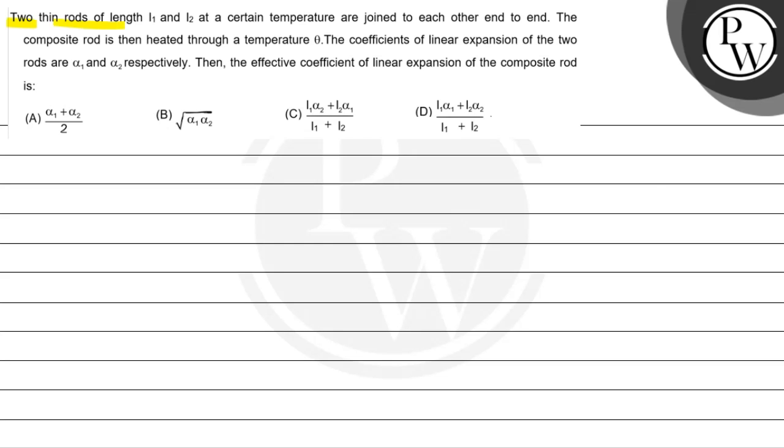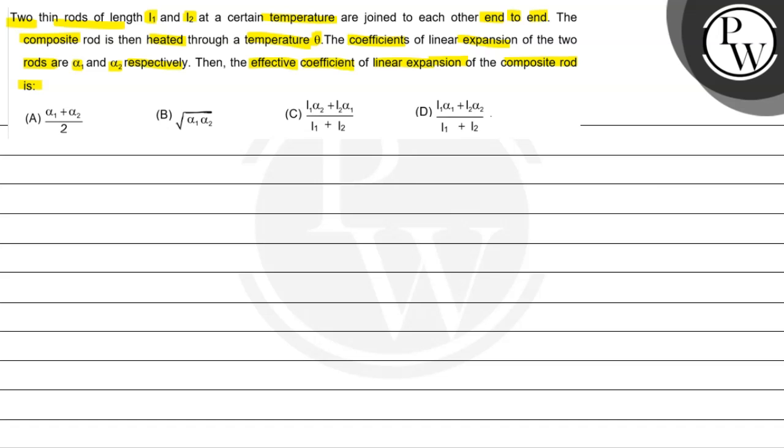Two thin rods of length L1 and L2 at a certain temperature are joined to each other end to end. The composite rod is then heated through the temperature of theta. The coefficients of linear expansion of the two rods are alpha 1 and alpha 2 respectively. Then the effective coefficient of linear expansion of the composite rod is.